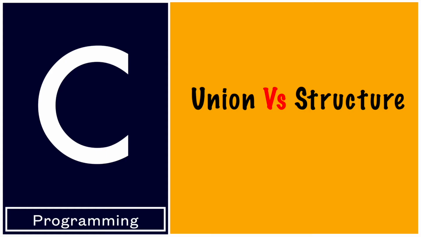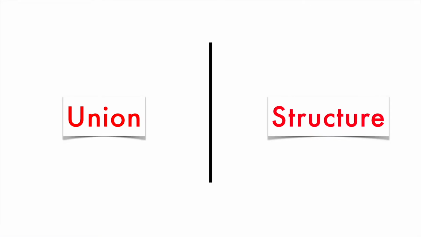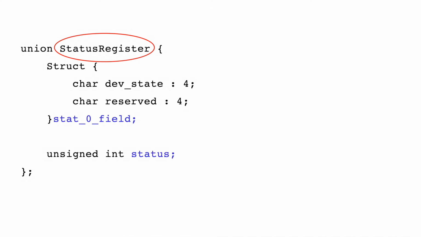We will understand the difference between union and structure in this video. First, let's have a look at both union and structure. Here, I have taken a union named status register, and inside this union, I took two members.